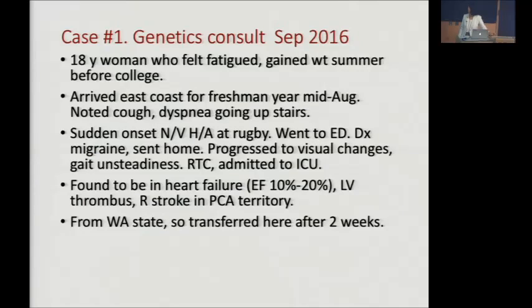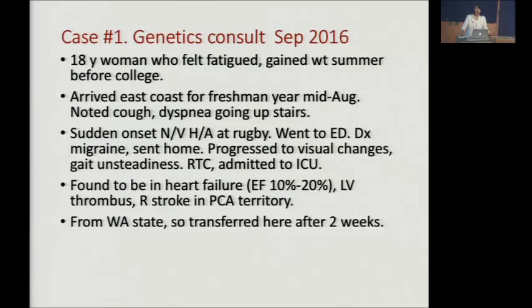So this is an 18-year-old woman who started to feel fatigued as a high school senior. She gained weight the summer before leaving for college. And then she arrived at her East Coast college in mid-August and started to have a cough and dyspnea going upstairs. Then she had the sudden onset of nausea and vomiting and a headache while watching rugby, and she had joined a rugby team there. So she went to the emergency department. They diagnosed her with migraine and sent her home.